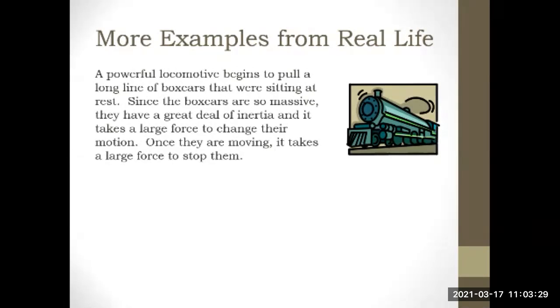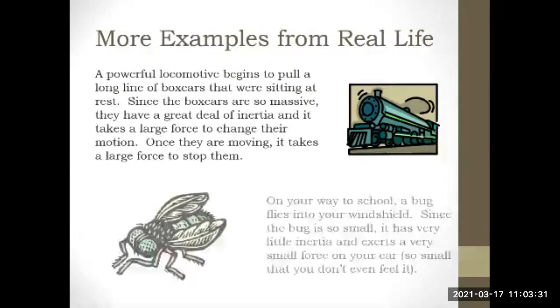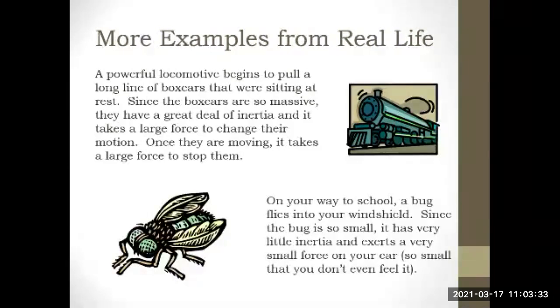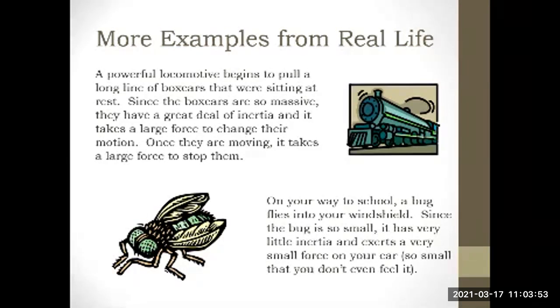Okay, now see, if we see a fly, a bug, on the way to school, this is, as in the above example, I had taken a massive object having a high mass. Now we will talk about a small object having very little mass. On your way to school, a bug flies into your windshield. Since the bug is so small, it has very little inertia and exerts a very small force on your car, so small that you don't even feel it.